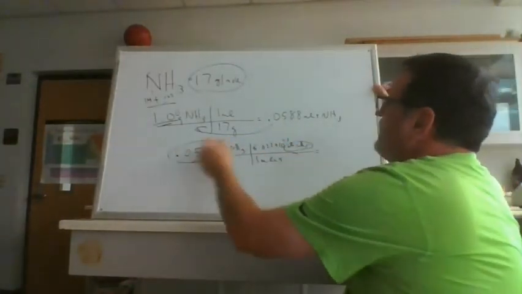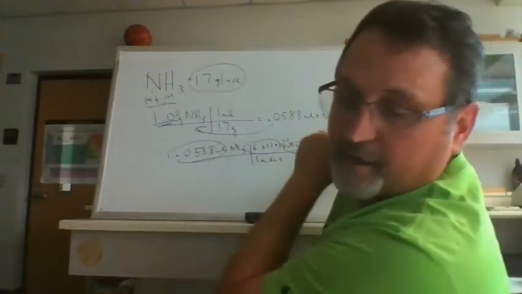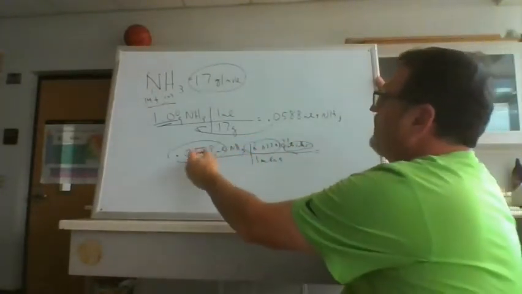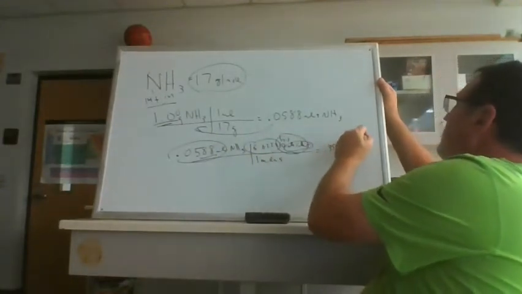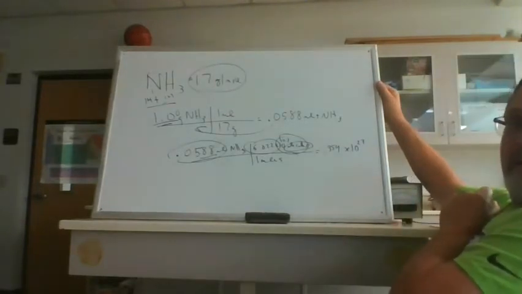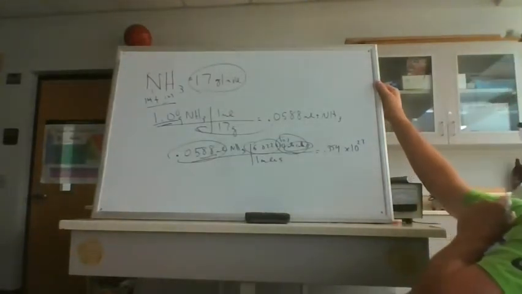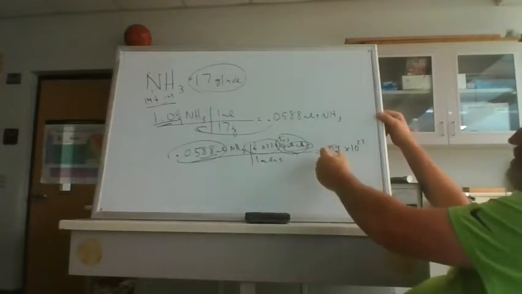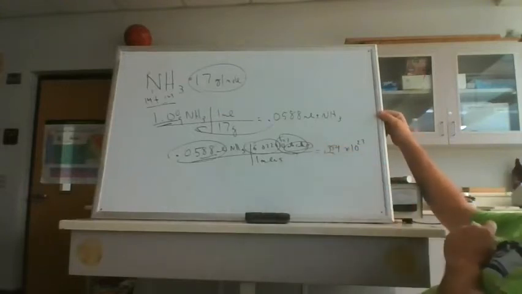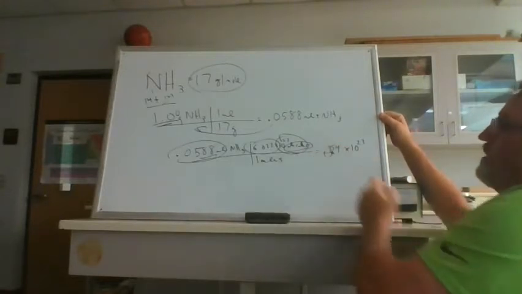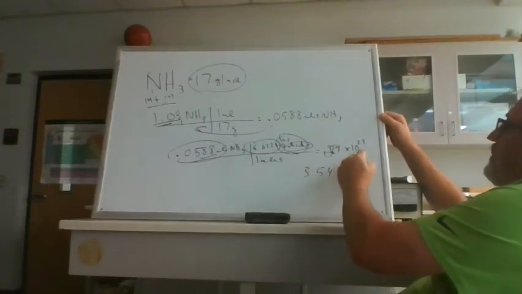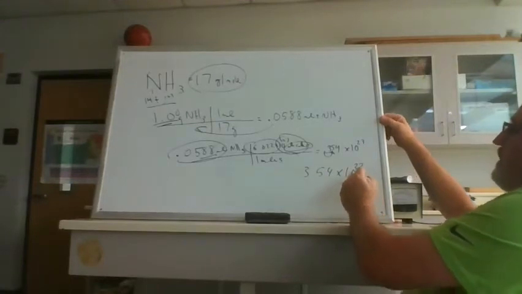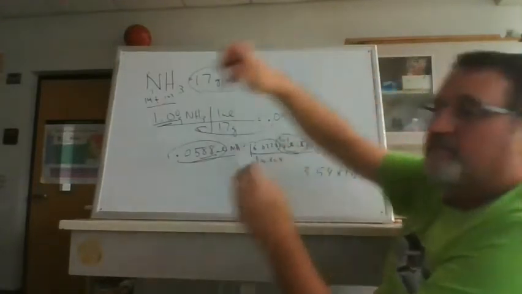So if I multiply this number by this number, I get 0.354, with 3 significant figures. And then I can just bring down my 10 to the 23rd, right? That's not quite the right form for scientific notation, so I need to move the decimal 1 to the right. So it's 3.54 times 10 to the 22nd molecules.